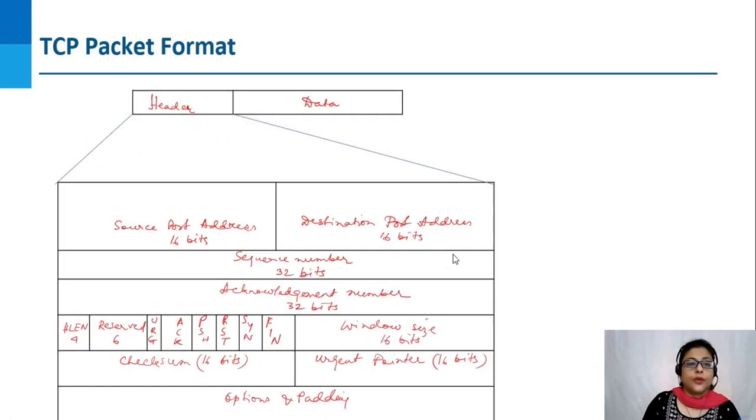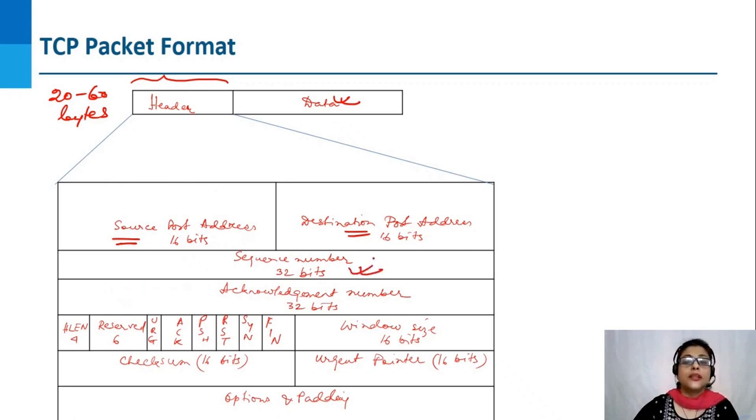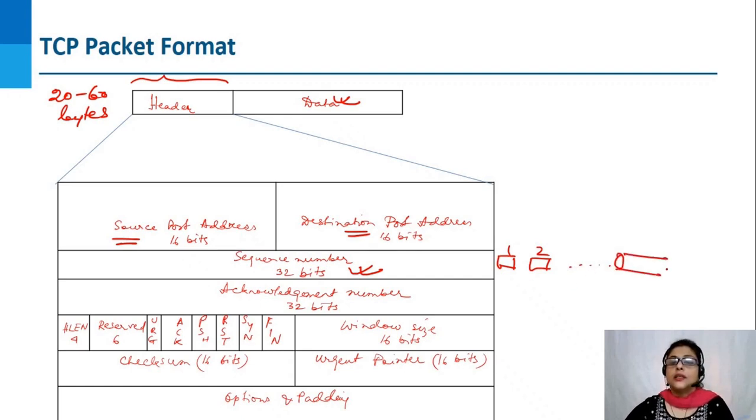Let us now have a look at the TCP packet format. TCP has a header which is of 20 to 60 bytes, and there is a data part. The header consists of the 16-bit source port address and 16-bit destination port address. Then the next field is the sequence number, which is of 32 bits. The sequence number is important for TCP because TCP numbers each packet so that they move through the same TCP pipe and are received at the receiver in the proper sequence. Then we have the 32-bit acknowledgement number. Basically, the acknowledgement number gives the number of the next data byte that is expected.